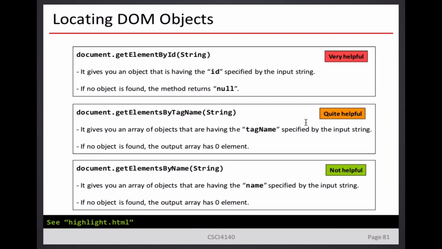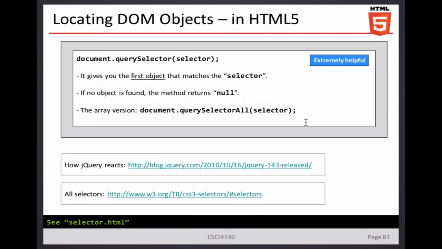The last one, which is the most favorable one introduced since HTML5, is called document.querySelector, which uses the same selector language that we use in jQuery. That means that if you are a jQuery lover, you don't need to change much. You can first write the jQuery version and change it in this way. Okay, this is a natively supported call.